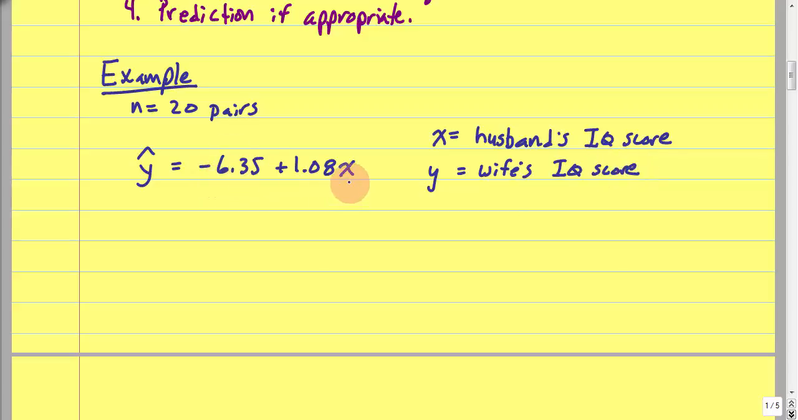So what we can do is if we have a husband's score, we can use that to predict the wife's IQ score. So y hat would be the predicted wife's IQ score based on the husband's.